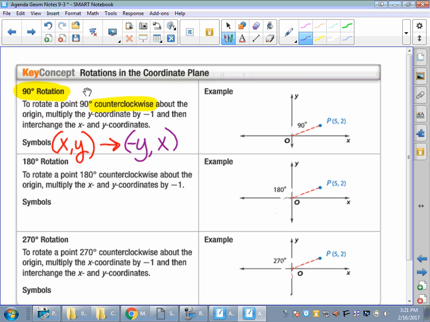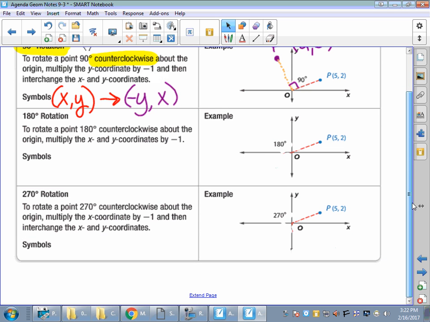So if we practice this to find P prime, I switch the two values from 5,2 to 2,5, and then I change the sign on my new first term, which was my y value. So at negative 2,5, I should have a point P prime. If I draw a dotted line from the origin to P prime, and from the origin to my pre-image P, and measured it out, that would be a nice, neat 90-degree angle. So the rule is your ordered pair x,y goes to negative y, x.